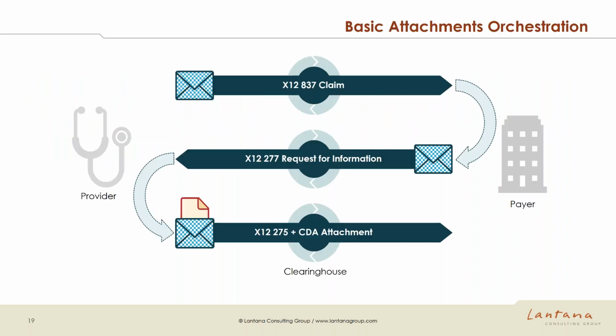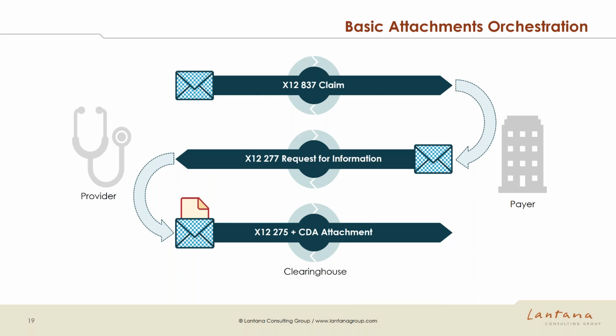And we can go ahead and go forward one more from our attachments recap. So this diagram here shows the basic orchestration for a solicited claims attachment scenario. In this case, a provider is going to submit a claim using an X12-837 transaction. The payer would receive that claim, review it, and decide, for instance, that they need to request some more information before they can pay it. So in this case, the payer would be sending an X12-277 RFI back to the provider, detailing what kind of clinical information they're looking for.